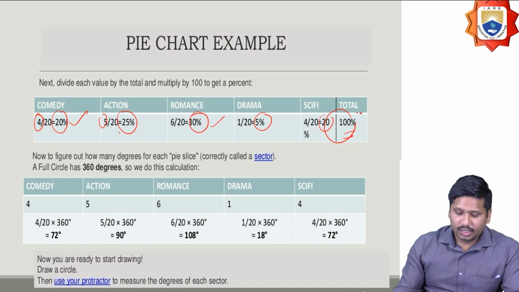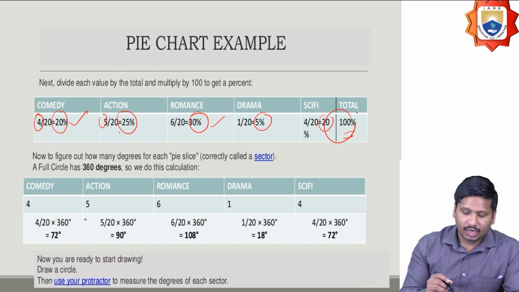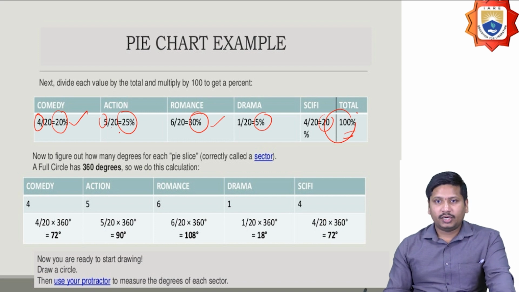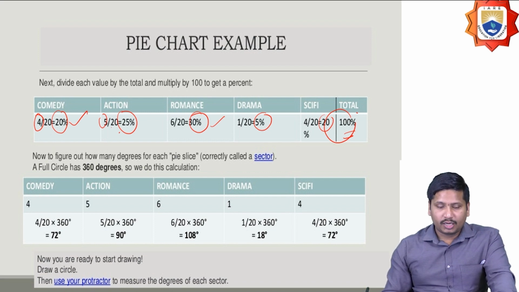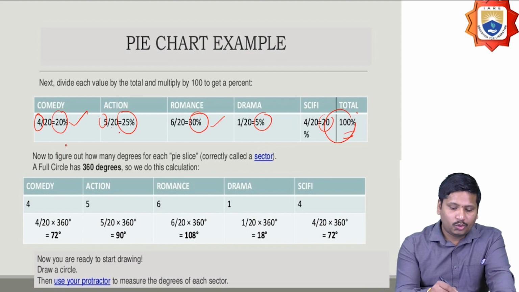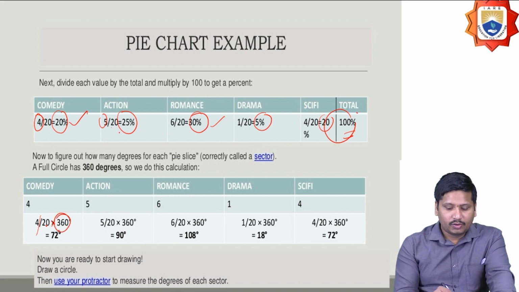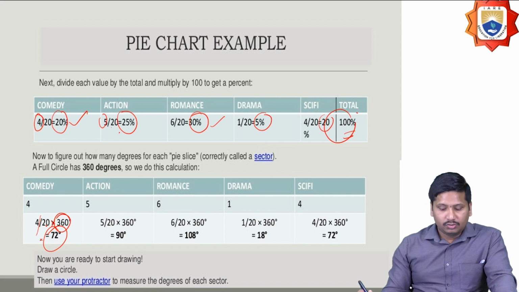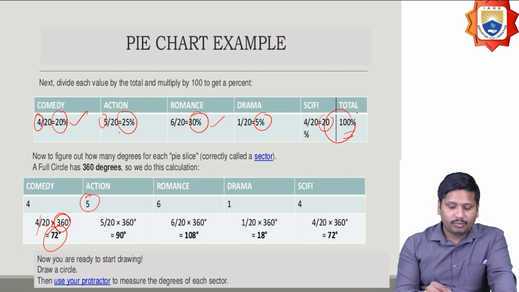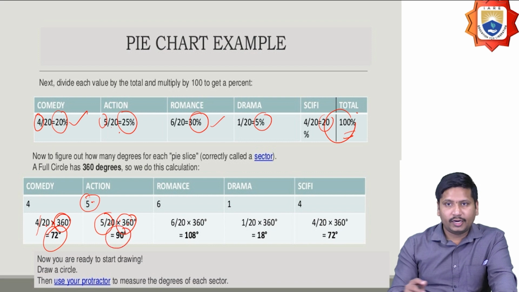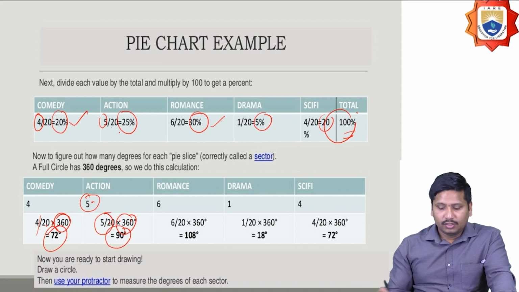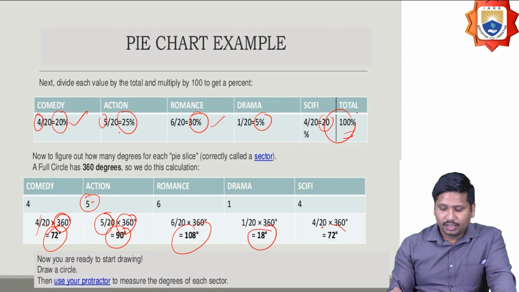Once that is done, we have to divide it by the angle. How much angle do I have to construct? That is the question I am getting. For this, 4 by 20 should be multiplied with 360. Then I can get the angle here. Similarly for the action movies, the number of people is 5. So frequency is 5, the total frequency is 20, so 5 by 20 should be multiplied by 360. Then the value I get should be 90 degrees. So similarly 108, 18, and 72.